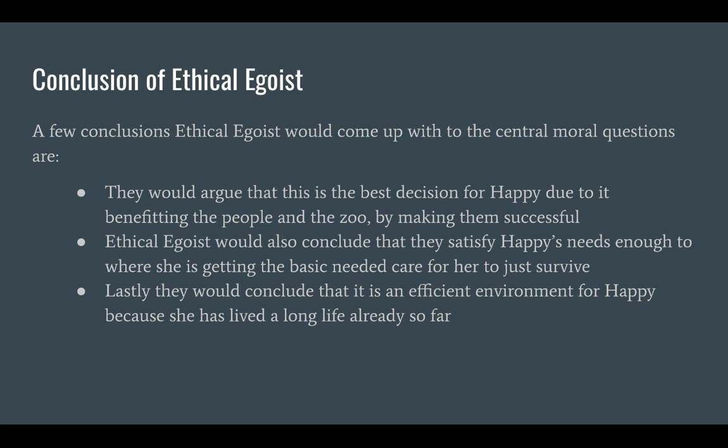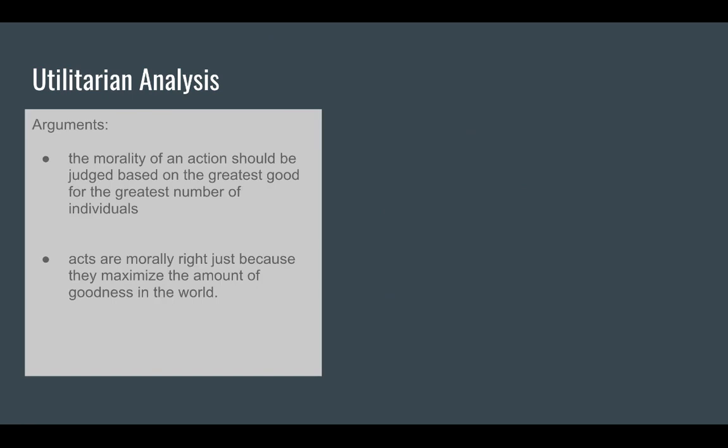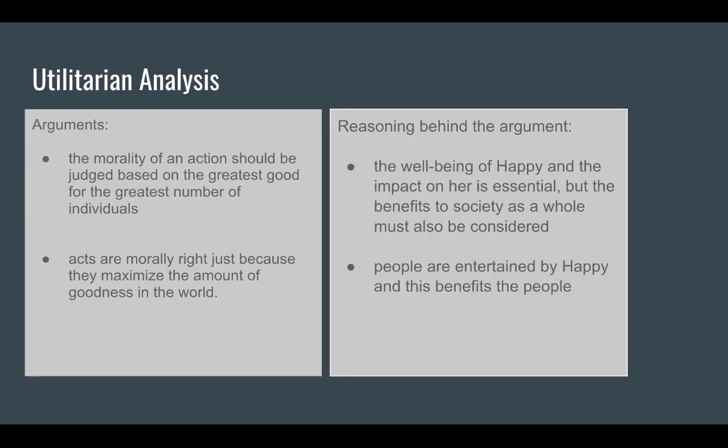And lastly, they would conclude that it is an efficient environment for Happy because she's lived such a good long life already so far. The next slide is about utilitarian analysis and what I think their arguments would be about this case study. The first one is the morality of an action should be judged based on the greatest good for the greatest number of individuals. The reasoning behind the argument that I think would be supportive of this is the well-being of Happy and the impact on her is essential, but the benefits to society as a whole must also be considered. The second argument would be acts are morally right just because they maximize the amount of goodness in the world, and people are entertained by Happy, and this benefits the people.